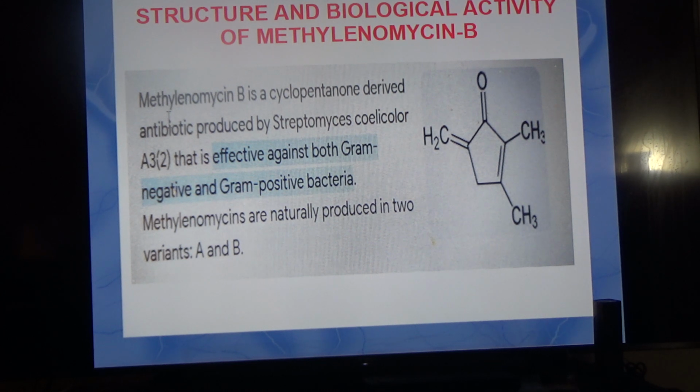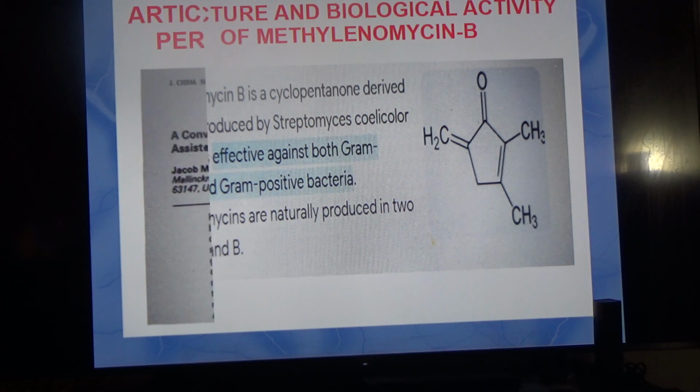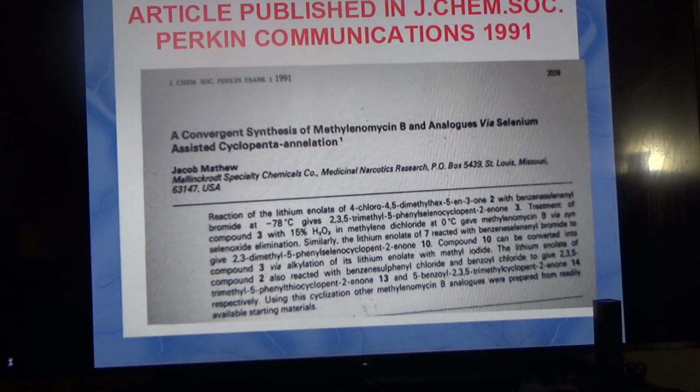As you can see, the structure is relatively simple, a 2,3-disubstituted cyclopentenone with an exocyclic double bond. But what is interesting is that it is a deceptively simple structure, because the exocyclic double bond makes the cyclopentenone susceptible to degradation with even weak base and weak acid. So one has to really come up with a good synthesis of this compound.